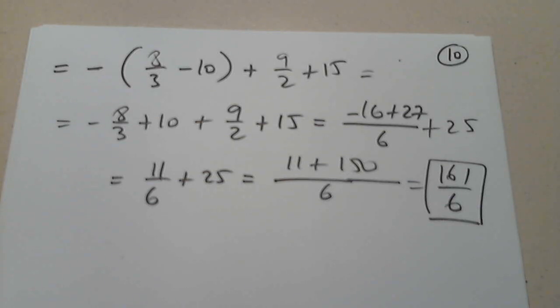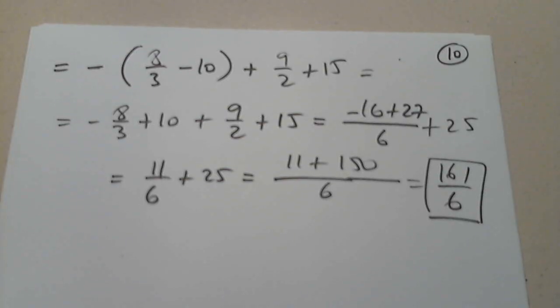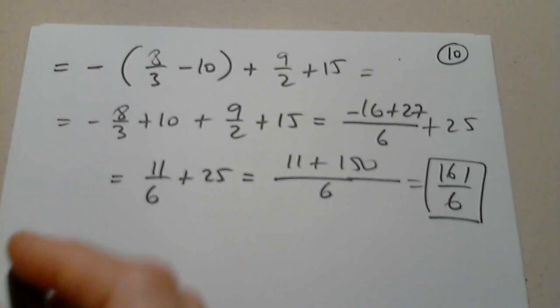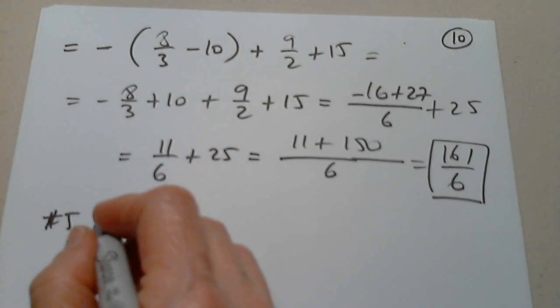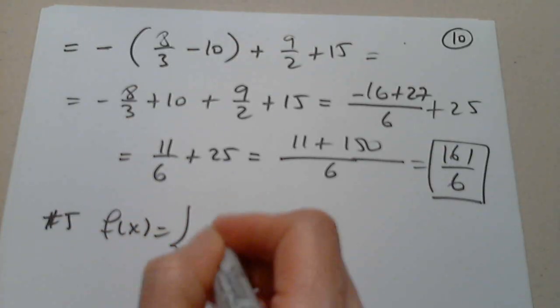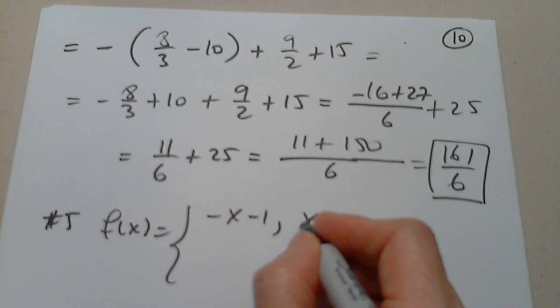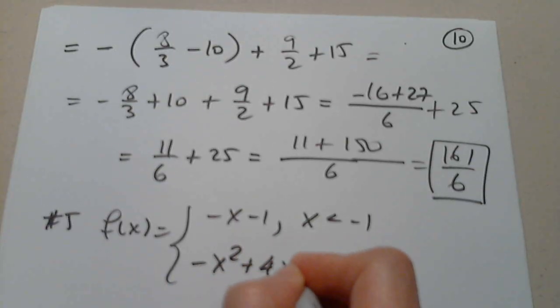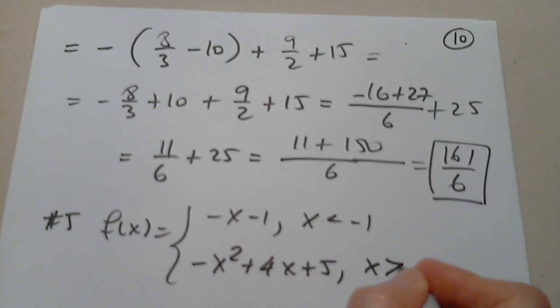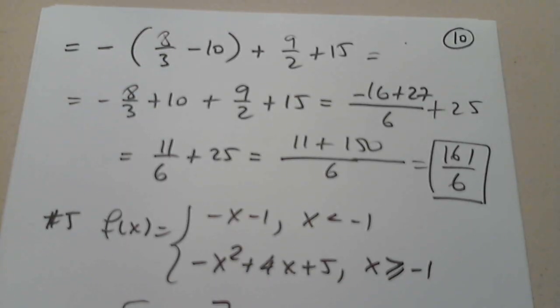Can we move on? Can we get one more? Yes, of course, absolutely. Number 5 maybe? Which one? 5? Very good. Yeah, 5. Okay, in 5 we have f of x equals negative x minus 1 for x less than negative 1, and negative x squared plus 4x plus 5 for x greater or equal to negative 1. And they're giving us negative 6 to 4 this time.